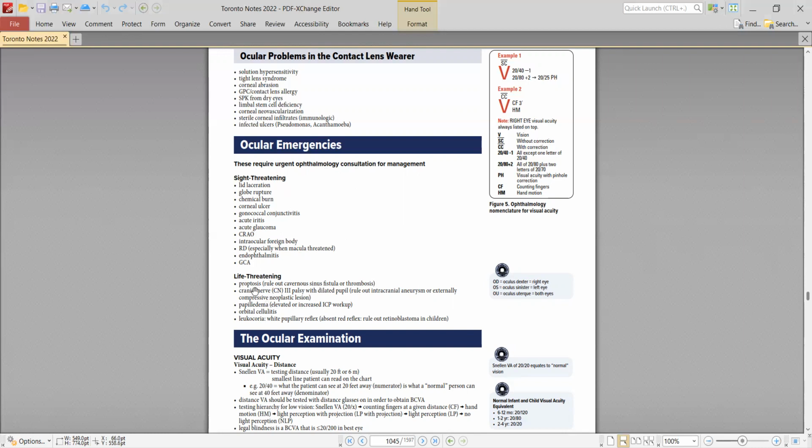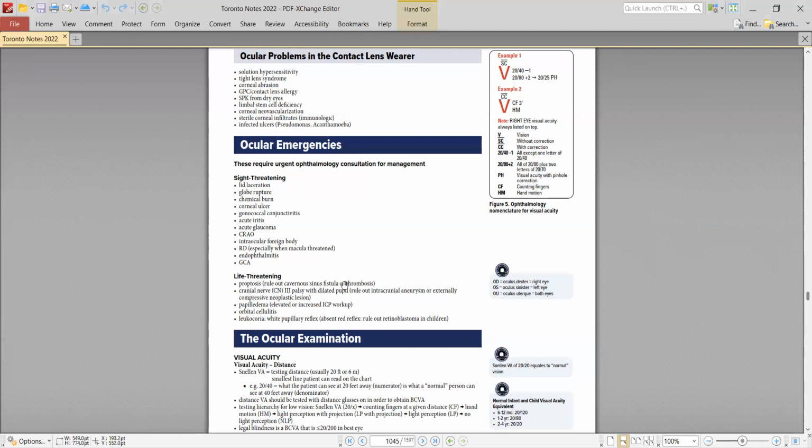So here, proptosis. When you see that the patient has proptosis, meaning the eyes are protruded out, you can see proptosis in hyperthyroidism also. But here, when you see proptosis, you have to rule out cavernous sinus fistula or thrombosis. Then, third nerve palsy with a dilated pupil.